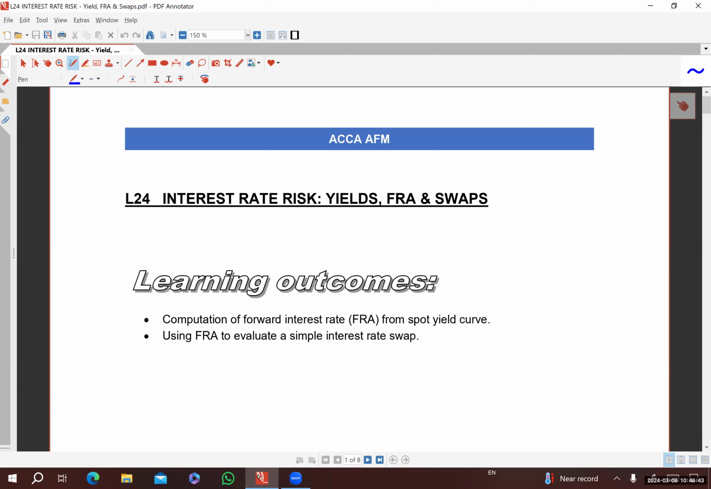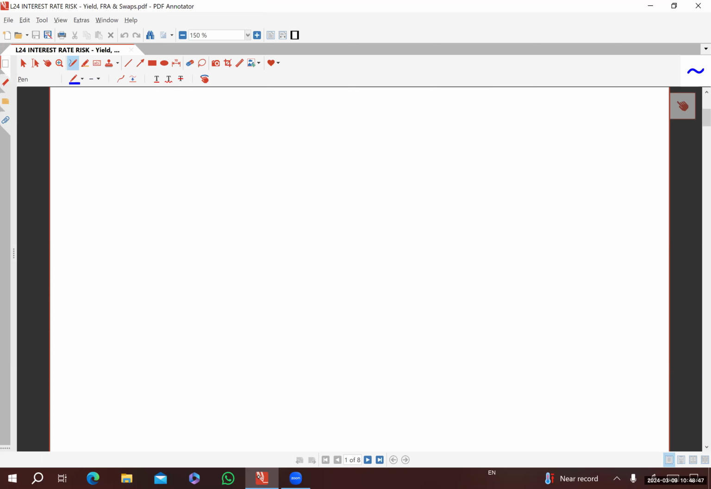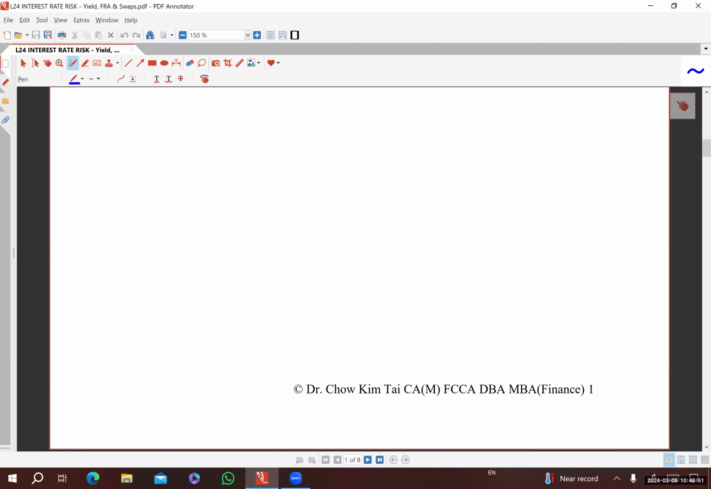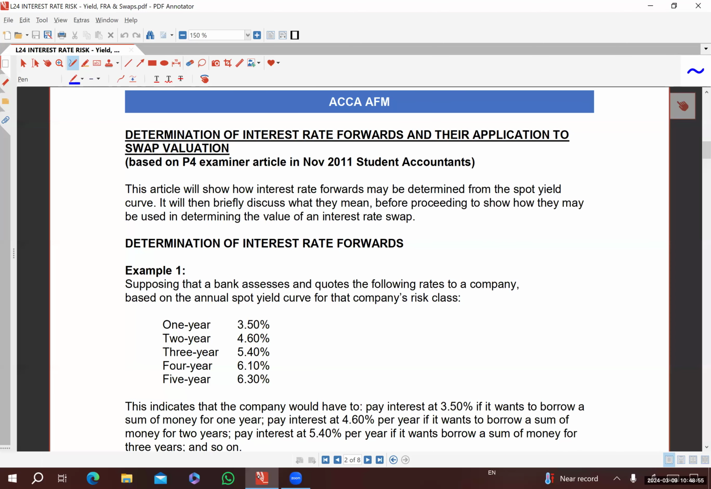So this is an article from your examiner. Quite an old article, but regularly there's still a question based on this article, so this article is important. It's just application only. So let's look at this one.